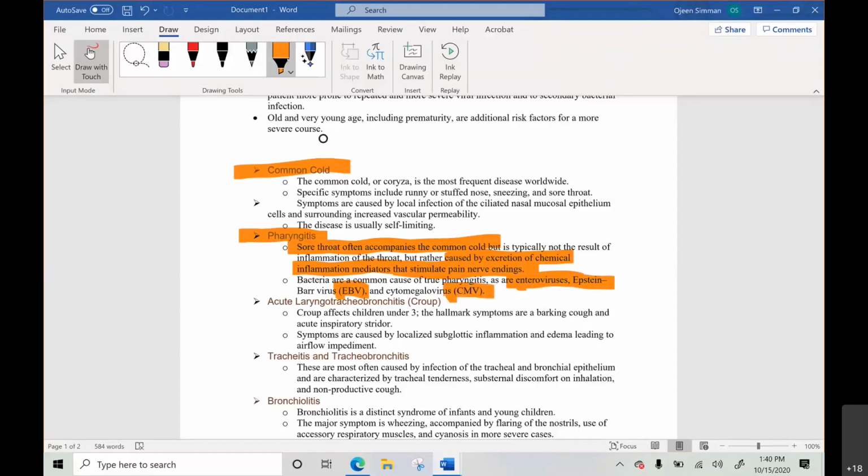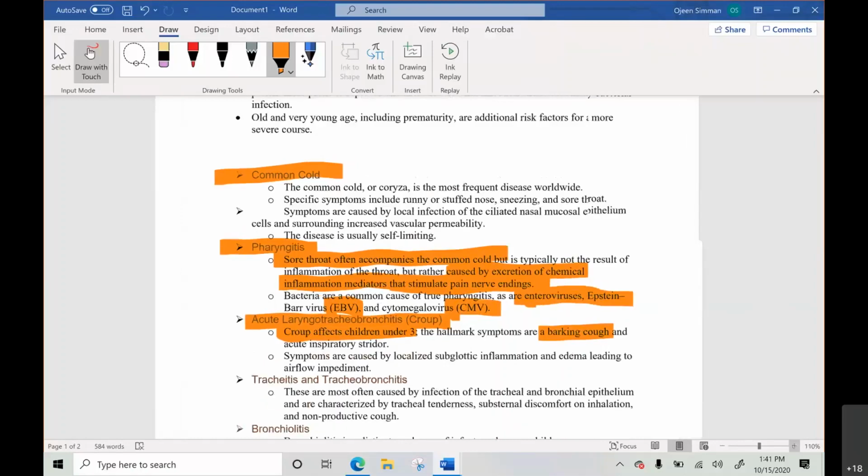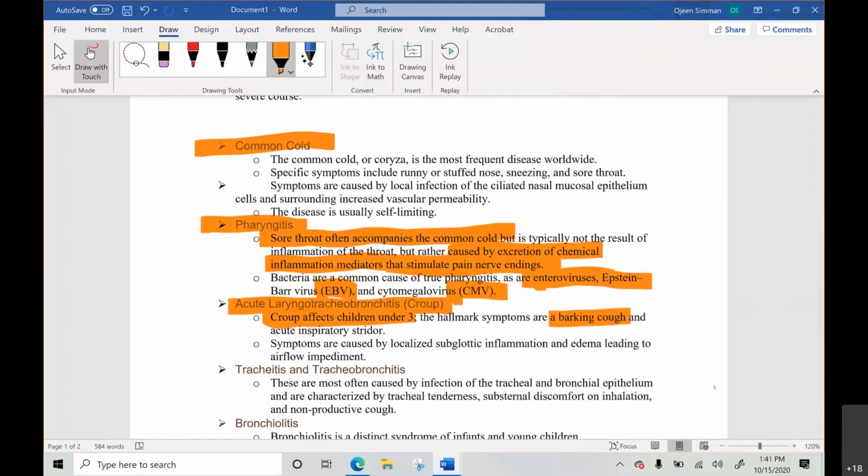Cytomegalovirus. These are other common causes of pharyngitis. Croup, which we're going to talk about again in a second, is also called acute laryngotracheal bronchitis. This is a specific viral infection of children under 3 years old. A very important characteristic feature of croup is what's described as a barking cough, or seal-like cough, and acute inspiratory stridor.